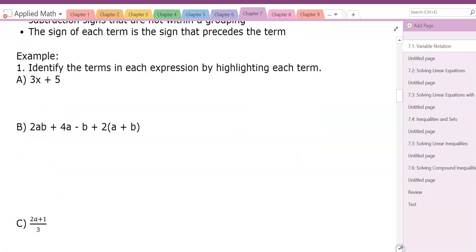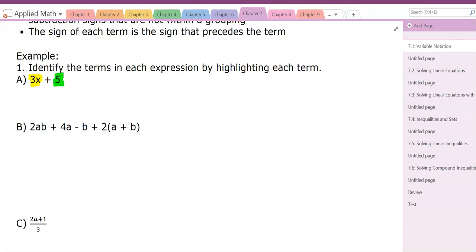So what they want us to do here is identify the terms by highlighting each term. You could underline it, and if you're underlining, do it with different amounts. Like underline one term one time and another term 2 times. Or you could use different shapes to circle. You could use a circle, triangle, square, something like that. So 3x would be considered a term, and 5 would be considered a separate term.